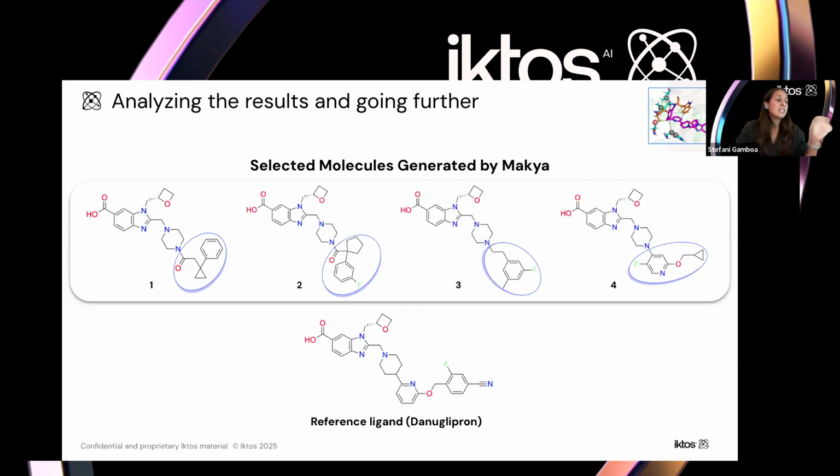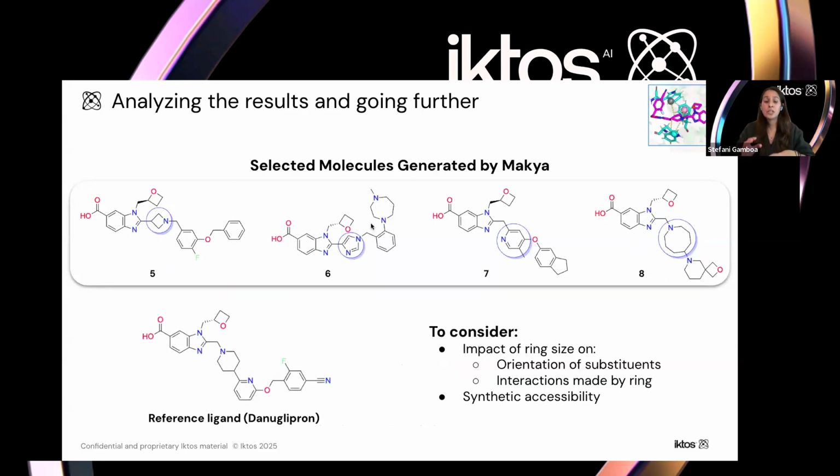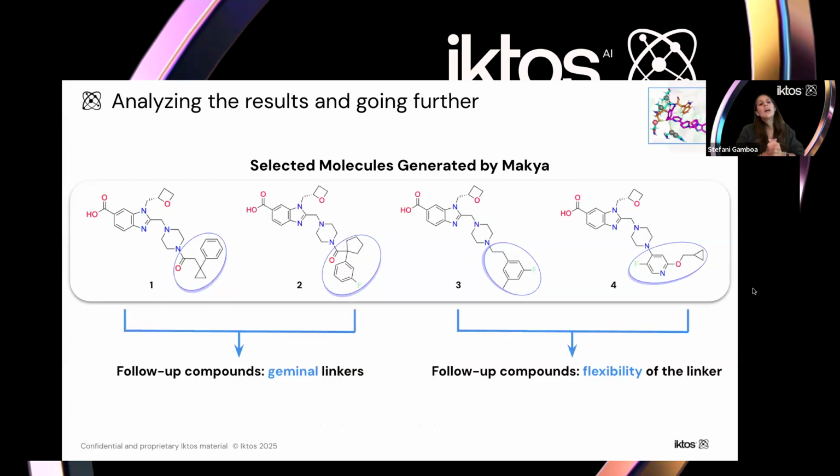It's a selection that I did starting from the piperazine, and then I did the same starting from the ring closure. Here we considered, for example, the impact of the orientation of the substituent, the interaction made by the ring, and the synthetic accessibility as well. For all these selected molecules, as you can see here, we took 2 main directions.